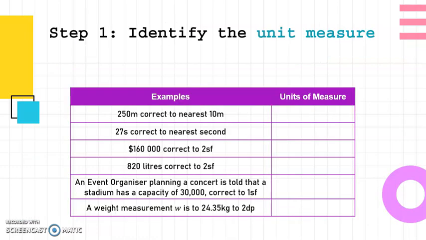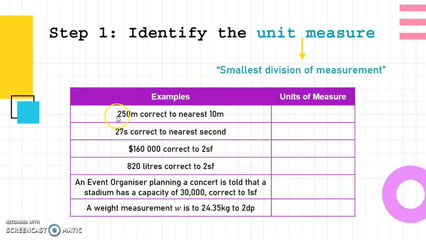Step 1 is to identify the unit of measure. Unit of measure, what is that? It is the smallest division of a measurement. For example, decimal places, significant figure, nearest whole number, nearest millimeter, and more. Okay, so here you can see examples.